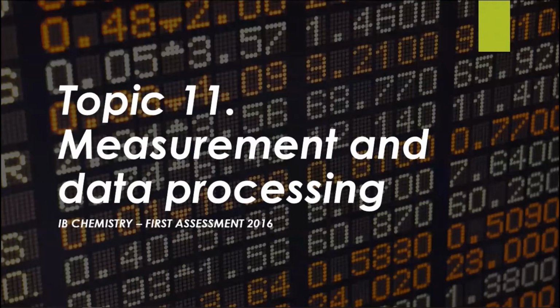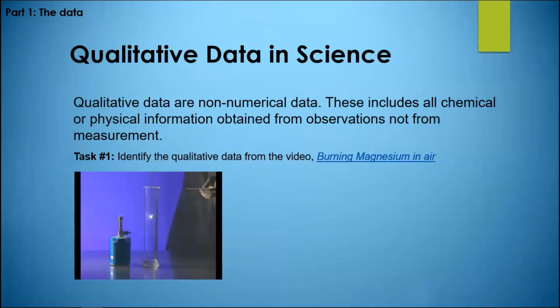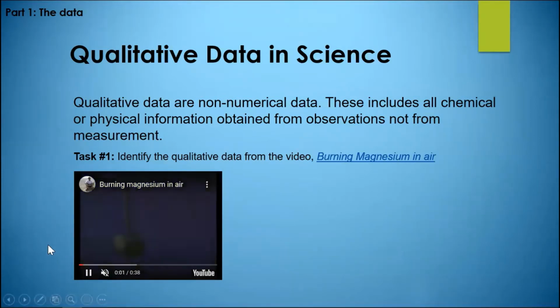Topic 11, Measurement and Data Processing. 11.1, Uncertainties and Errors in Measurements and Results. Quantitative data in science. Qualitative data are the non-numerical data. This includes all chemical or physical information obtained from observation, not from measurement.